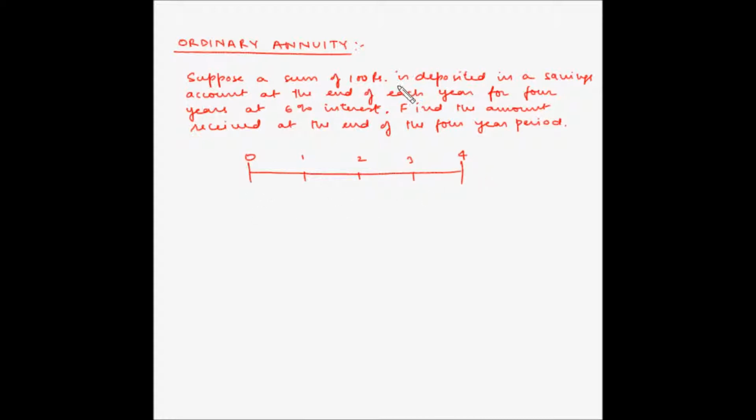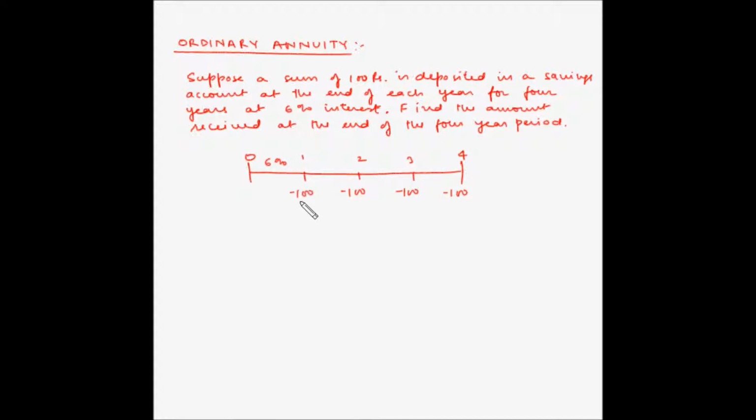Now a sum of 100 rupees is deposited at the end of each year for 4 years. So here at the end of the first year we have deposited 100 rupees. Again 100 at the end of the second year, again 100 at the end of the third year, and again 100 at the end of the fourth year. The interest rate is 6%, and this is the same for each of the years.